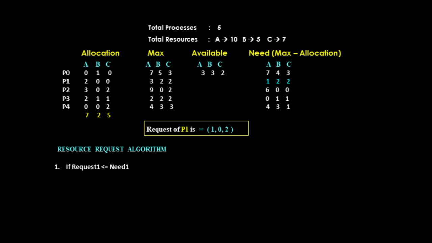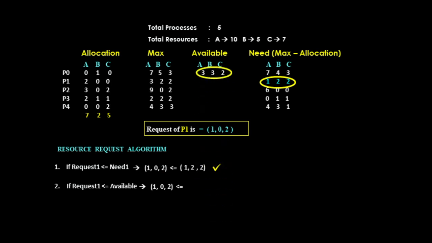If the request is less than or equal to the need of the process, that is, here the requested resources are 102 and it is compared against the need of the process P1, that is 122. It is valid. Therefore, we are moving to the next step. That is, we are checking whether the requested resources are less than or equal to the currently available number of resources in the system. Here in this example, the requested resource is 102 and the currently available number of resources is 332, and it is also valid.